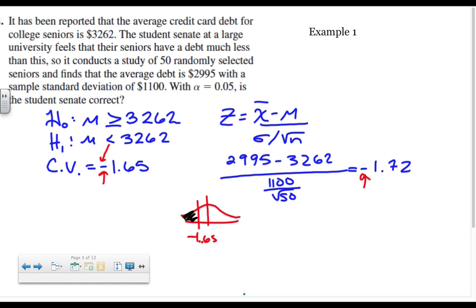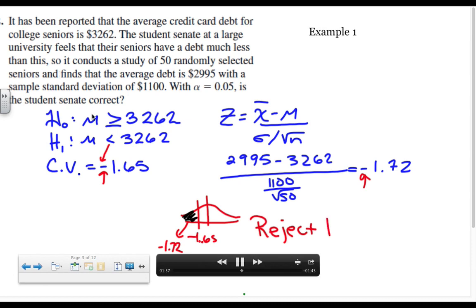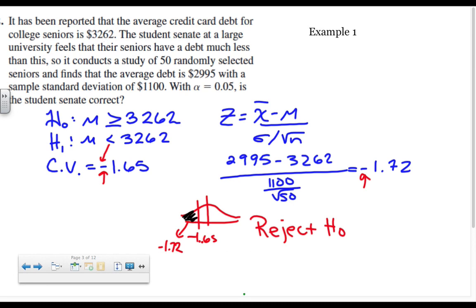It's in what's called the rejection region or the critical region. That means that I can reject my null hypothesis, which means that students at this university have credit card debt that is statistically significantly different. I want to go back just a moment. That is statistically significantly different than this. Okay, it is statistically significantly less than the average. So they can make the claim that their students manage their money better than most college students.